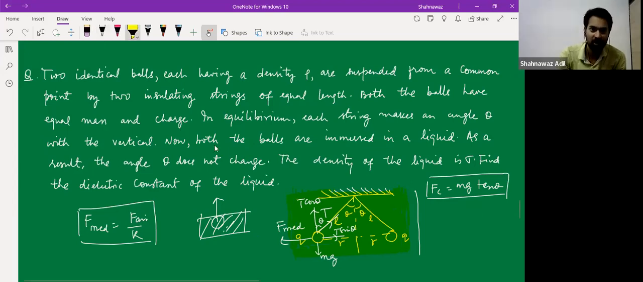And one more force is remaining. What is that, guys? One more force is acting on this charge. Which extra force is acting? Because this is placed in some liquid, right? So this will experience buoyancy. So we have this F buoyancy in the upward direction. Okay, guys, understood?